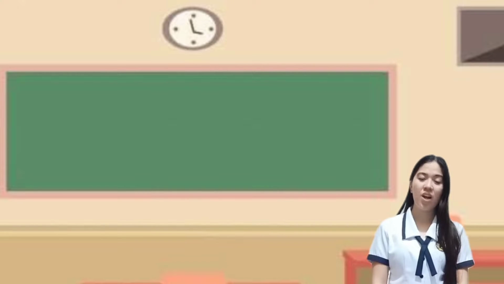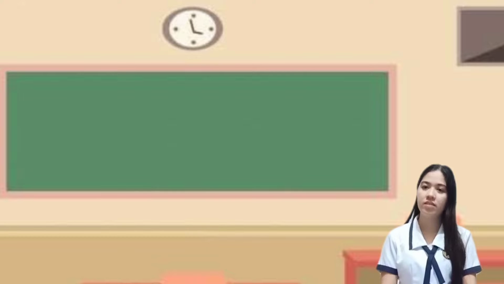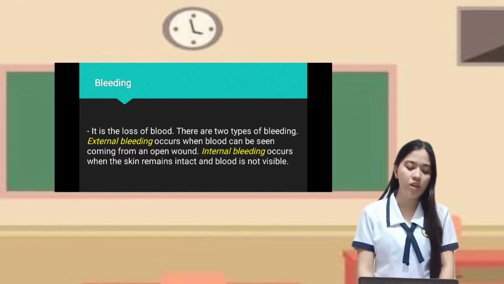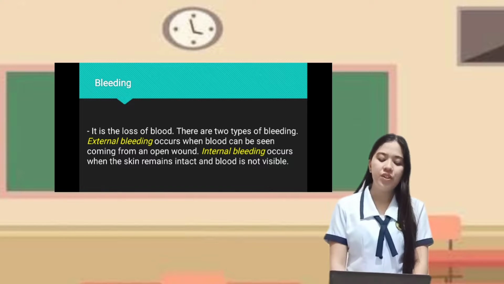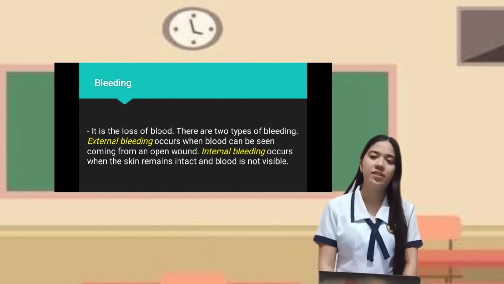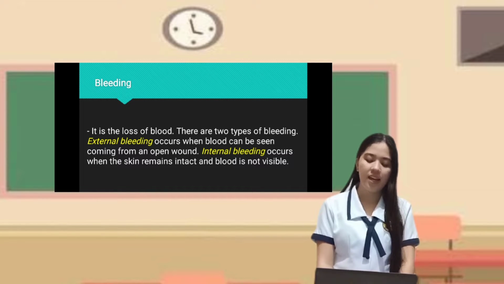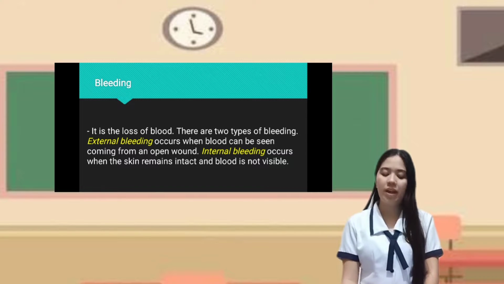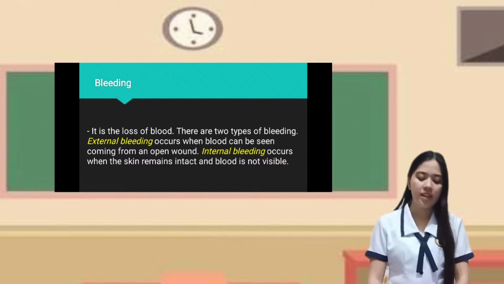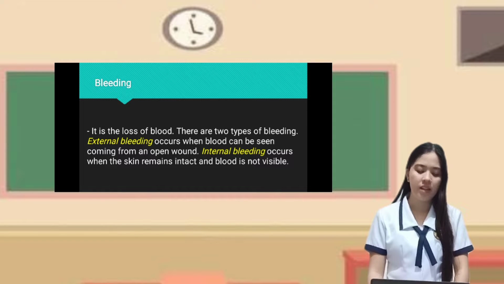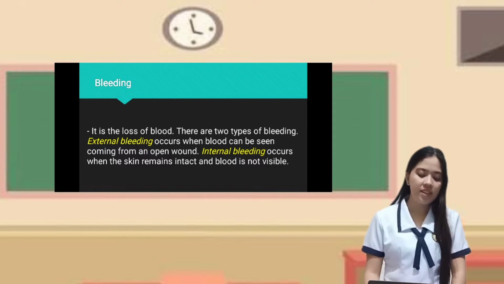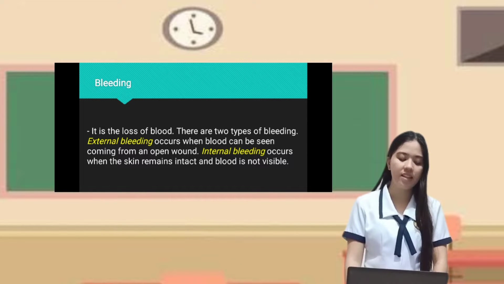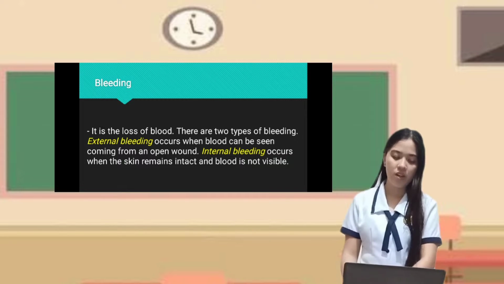So class, what is bleeding? Okay. So bleeding, it is the loss of blood. There are 2 types of bleeding: external bleeding and internal bleeding. So external bleeding occurs when blood can be seen coming from an open wound, while internal bleeding occurs when the skin remains intact and blood is not visible.